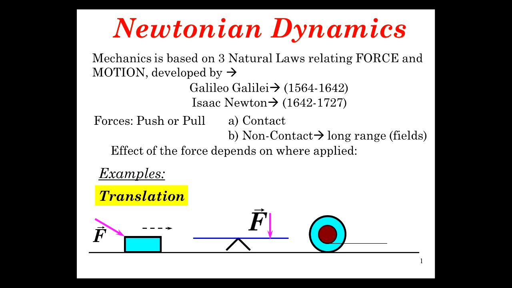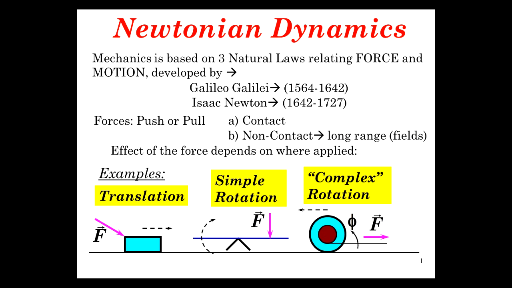It's going to result in translation. Over here in the middle, if we apply a force down like this with a pivot, a board with a pivot, you're going to get rotation, simple rotation. Over here on the right side, got something funny going on. If I have a string attached to a wheel here and pull to the right, I can actually get this to rotate either this way or the other way, clockwise or counterclockwise, depending on the angle at which that is pulled. You may want to ask me to demonstrate this kind of motion in class.